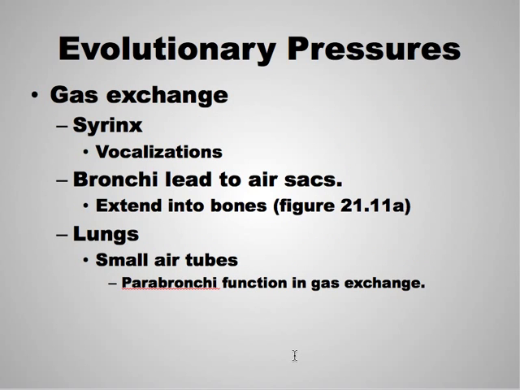metabolically. Gas exchange. Birds have a syrinx, which says a lot about their vocalization capabilities. That syrinx actually splits before it gets to the lungs, which is why the songbirds are capable of singing chords, more than one note at a time. Their bronchi lead to air sacs, which enhances their respiratory efficiency, and they have lungs, which are very small air tubes.